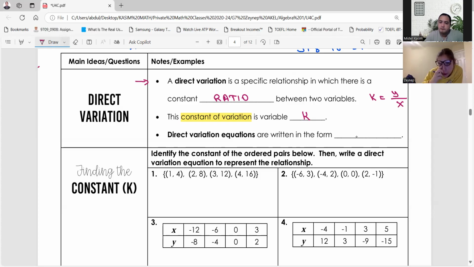Direct variation equations are written in the form, what is the equation? The equation of direct variation is y equals k times x. You see, it's very simple. The simplest equation in math is just k times x. What is k? It is a constant number, right? y equals 2x, y equals 5x, y equals negative 5x, y equals 1 over 2 x. These are all direct variation equations.